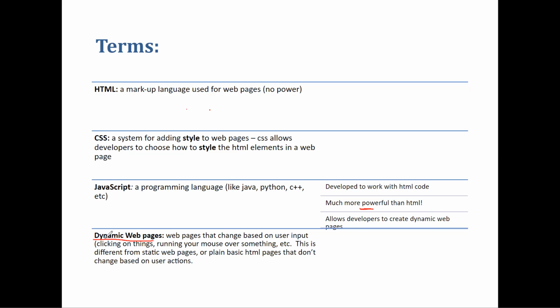But with a static one, yes, you are able to click on buttons, but you are not able to see a drop list. You are not able to change the contents based on your click choices. So it is a bit limited compared to a dynamic web page. In a dynamic web page, you are able to key in your name, and based on your name, you are able to see some different content. But in a static one, you are not able to do that.